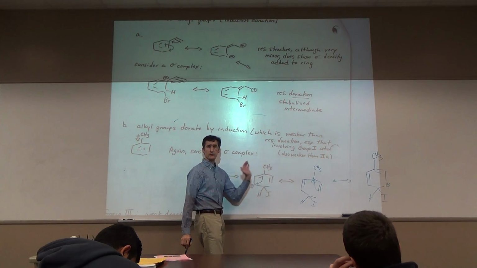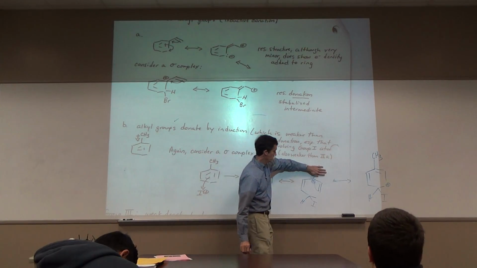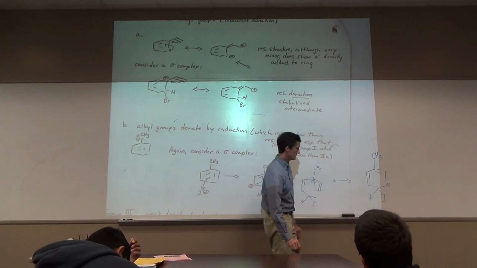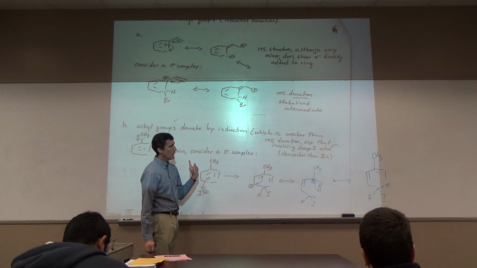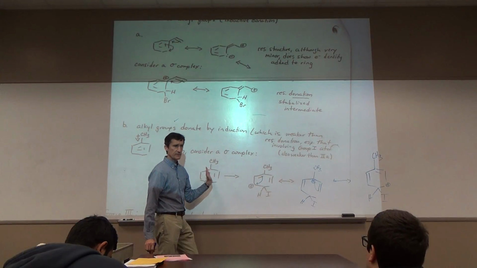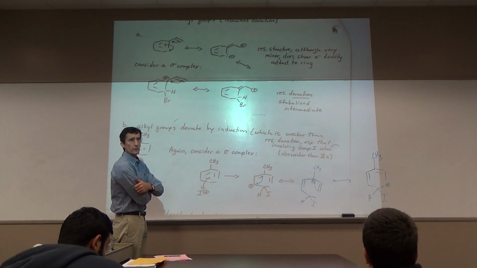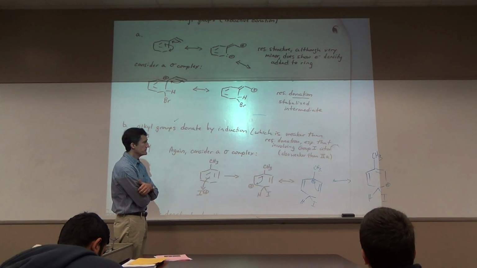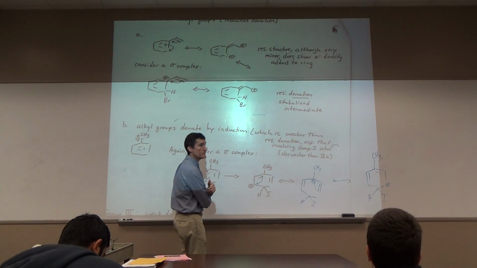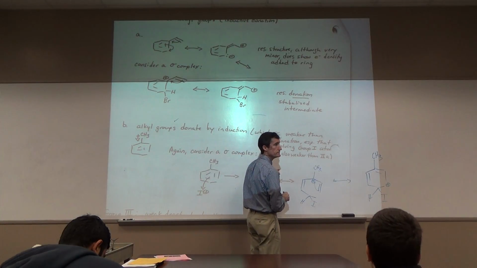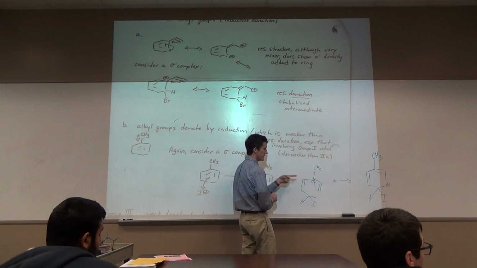This is no different than on the first page. The only difference is the presence of the methyl. Presence of the methyl stabilizes this cation. How? Where can you point to the stabilization? Couture? Well, where that cation is right there, like you said. This one here?